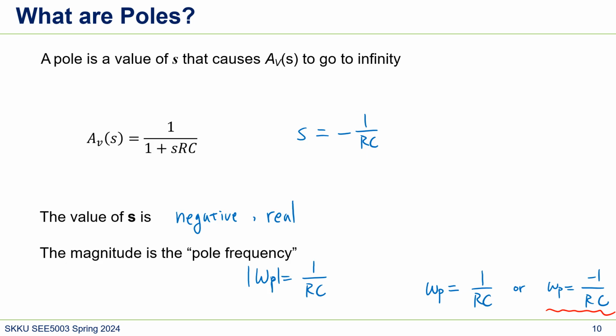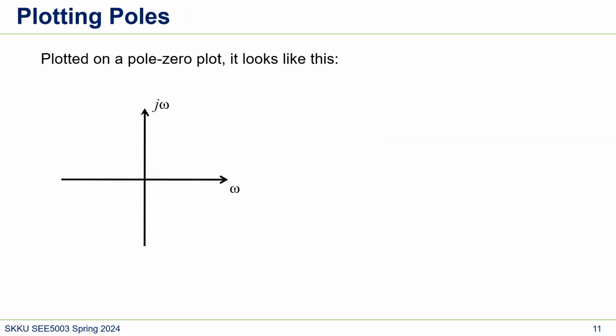But here, the pole is not actually making this A(V) infinity, because eventually it will look like this, j omega RC. And omega is a real number. So omega is real, so we cannot make our denominator 0. We can plot our pole for the RC circuit.